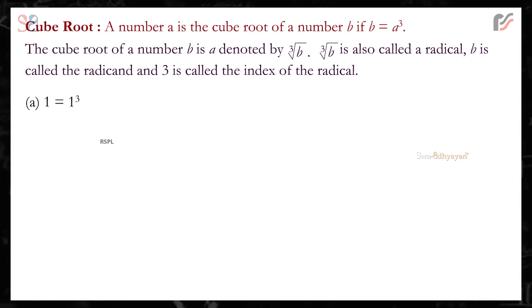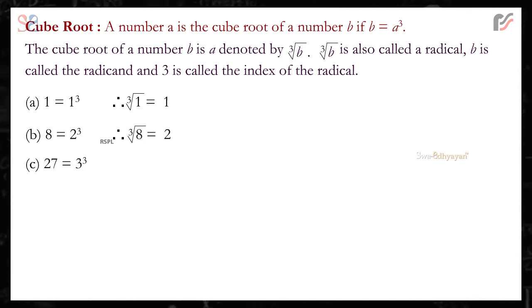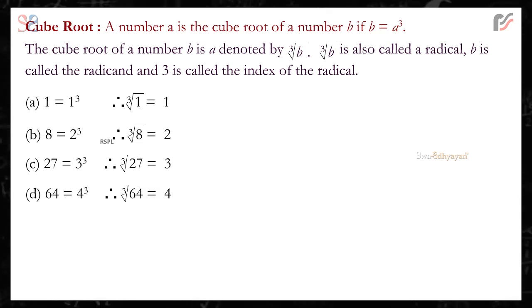A. 1 is equal to 1 cube. Therefore, cube root of 1 is equal to 1. B. 8 is equal to 2 cube. Therefore, cube root of 8 is equal to 2. C. 27 is equal to 3 cube. Therefore, cube root of 27 is equal to 3. D. 64 is equal to 4 cube. Therefore, cube root of 64 is equal to 4.